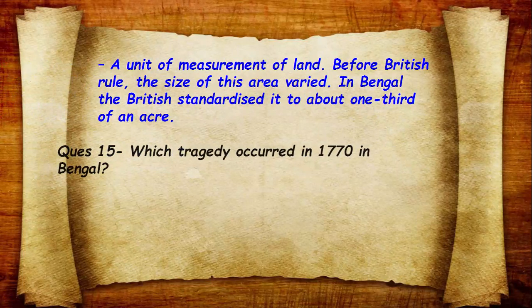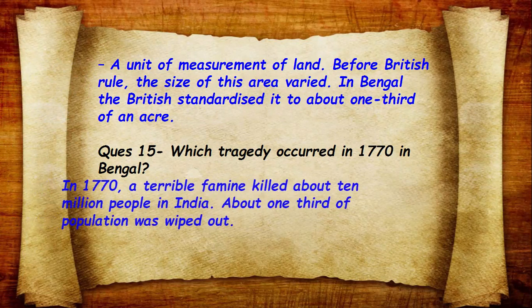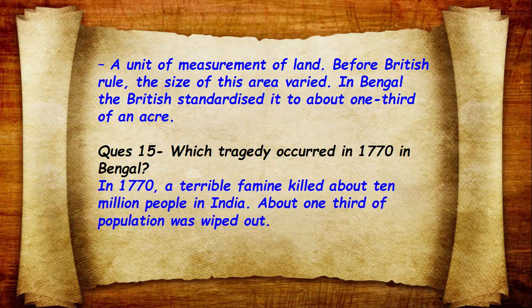Okay. Now, question number 15. Which tragedy occurred in 1770 in Bengal? In 1770, a terrible famine killed about 10 million people in Bengal. Not India, Bengal. About one third of the population was wiped out. So these are all the correct answers I have told you.